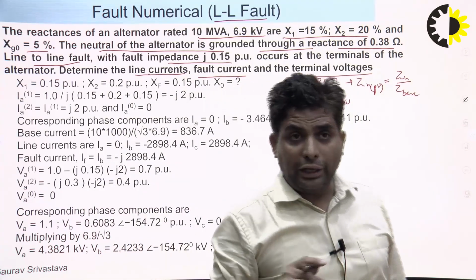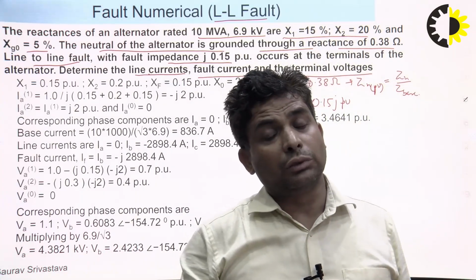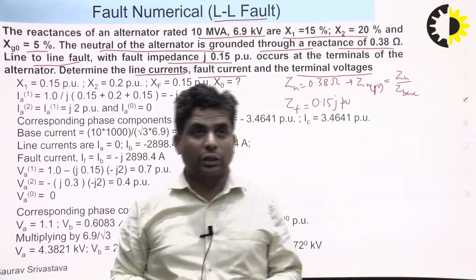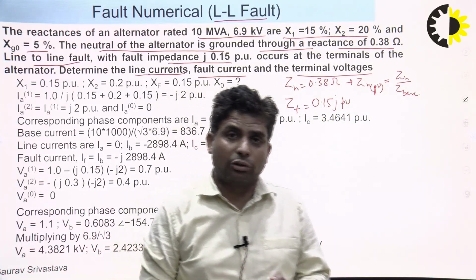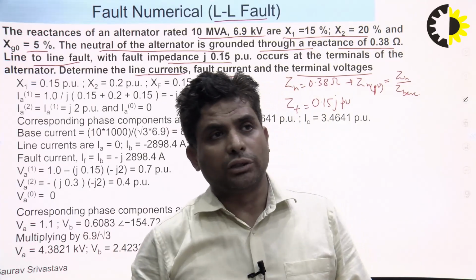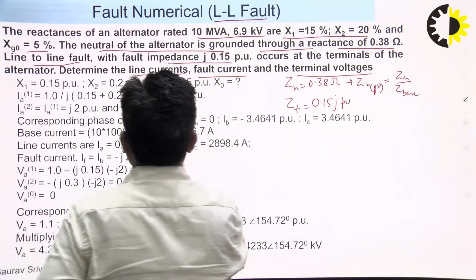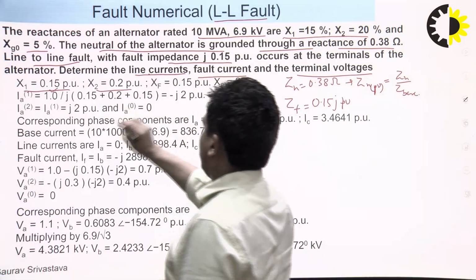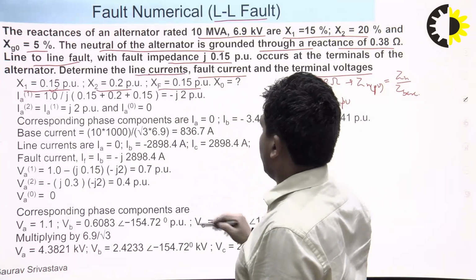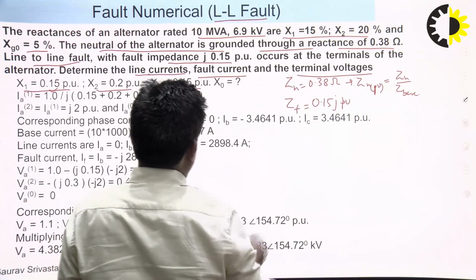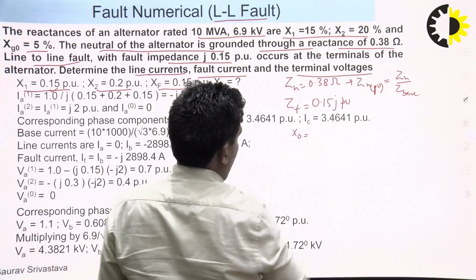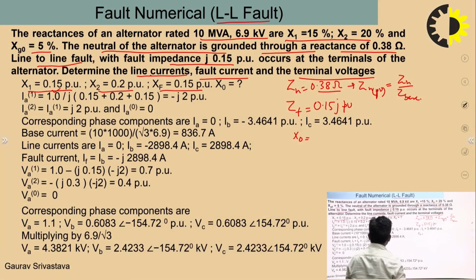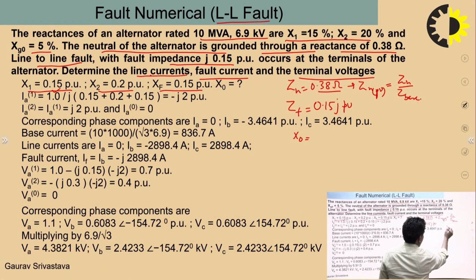In many numericals, something is asked to calculate, not only the line currents, but also the fault current, and then also the line current as well, and the terminal voltage to find out. So right now we have taken one example: X1 is 0.15, X2 is 0.2, fault impedance 0.5, and X naught we have to calculate completely. X naught is equal to how to, so firstly convert as 0.38.